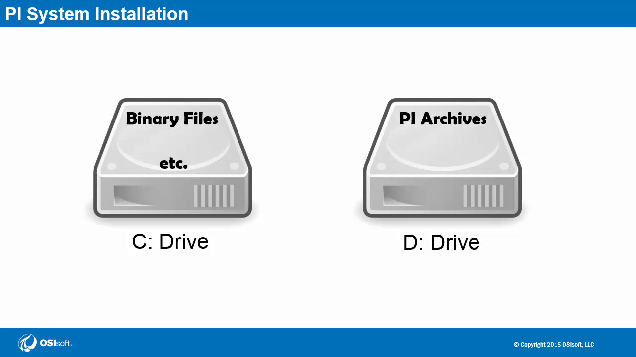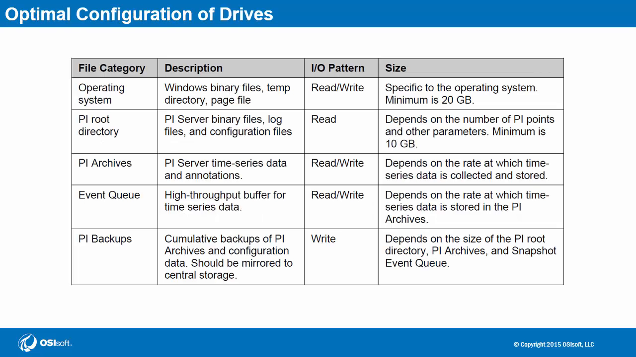Optimum configuration of the Pi Data Archive requires up to 5 different hard drives, each corresponding to one of the categories in this chart. This configuration best distributes disk I/O for each component, as well as dedicating a well-defined portion of disk space for each task. In our virtual learning environment, we'll separate out Pi Archives, event queues, and Pi Backups from the rest of the Pi Server files.